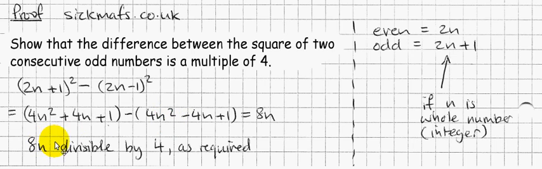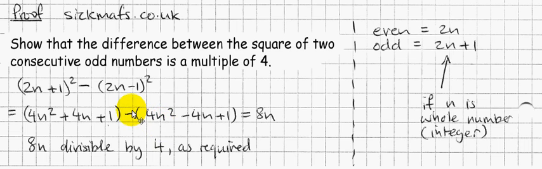And we do know that 8n is divisible by 4, as required. So that's how you would do it. This is the working out you would show. It's very simple, isn't it? How do we know that 8n is divisible by 4? Because 8 is divisible by 4. If you can do 8n divided by 4 and you get a whole answer, that means it's divisible by 4. So 8n divided by 4 is 2n. Nothing else really to say about that.